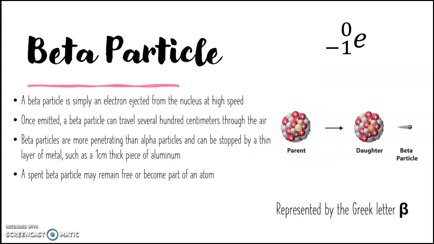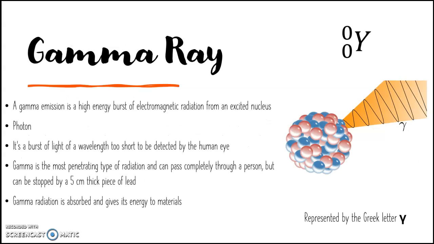A beta emission is the expulsion of a beta particle from an unstable disintegrating nucleus again. A beta particle is simply an electron. Beta particles won't be stopped by a piece of paper, but can be stopped by a thin layer of metal, such as a 1 centimeter thick piece of aluminum. The electron can remain free or become part of an atom.